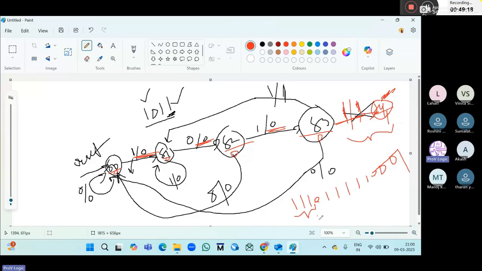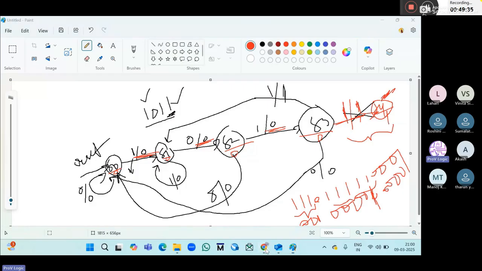So at this point of time, we'll get the output. Here it is detecting more than 3 number of ones. So at this time, we'll get the output as a 1. In all remaining cases, we'll get output as a 0. So how do we write the finite state machine for this?